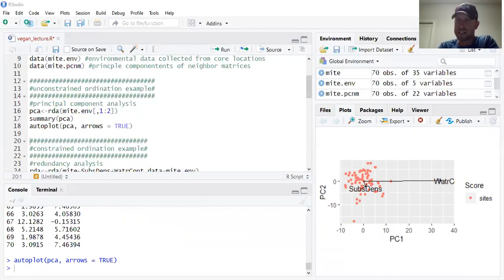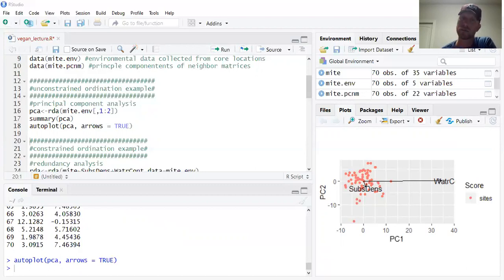The red points, as the legend here suggests, are the sites. So the 70 locations where these 2 environmental variables were measured is what the red points represent. So now, instead of these 2 environmental variables, we can just think about PC1. We can think about sites that are positive along PC1 being sites that have a high water content, and those that are negative along PC1 are those that have a lower water content.